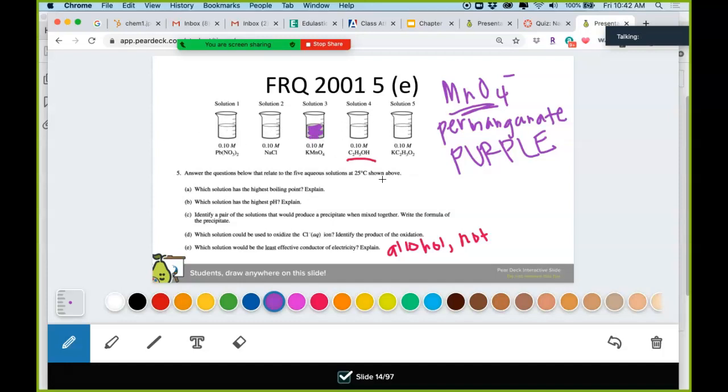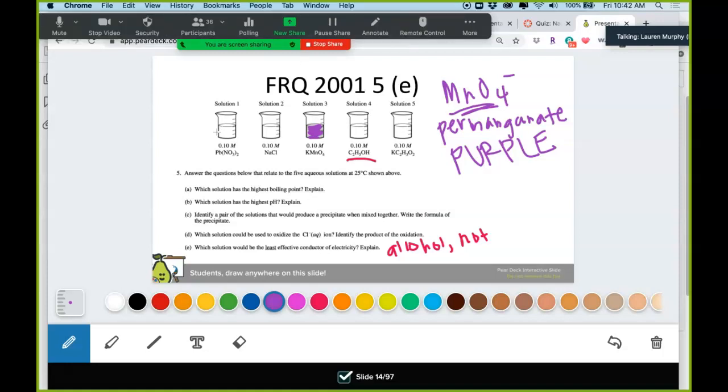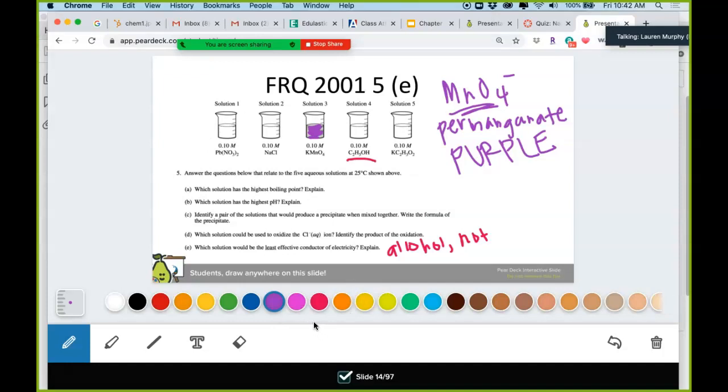Okay. Now, they didn't ask you this, but I'm going to ask you. Anybody know which one would conduct electricity the best? What would be the most effective conductor of electricity? Now, this is a little bit harder. So obviously it's not this guy, right? It's a horrible conductor of electricity. Anybody know or want to take a stab at what you think solution 1, 2, 3, or 5 would conduct electricity the best? Solution 2. So I heard a 2.